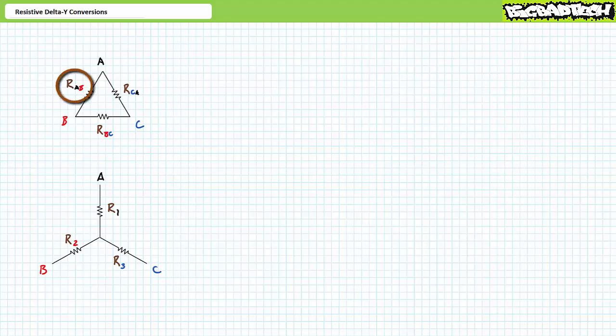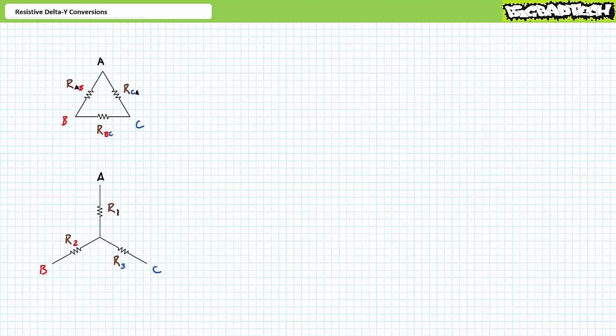I'll call the resistance element between node A and node B RAB. Similarly, I'll call the resistance element between nodes B and C RBC. And finally, I'll call the resistance element between nodes C and A RCA. Alternate permutations of delta-Y conversions might use different means of differentiating the three resistance elements, but if you follow this technique and you use this map, you cannot get this wrong.